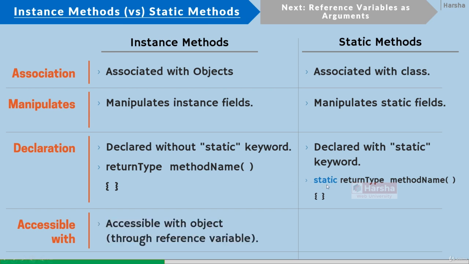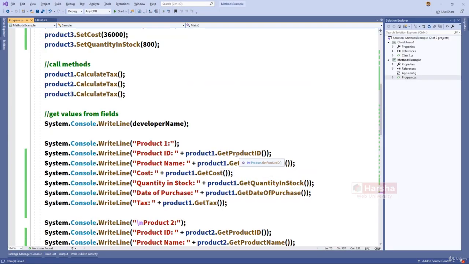Instance methods are accessible through an object only. So you must create an object in order to access the instance method. Practically, you will store the object reference in a reference variable, right? So practically, through the reference variable only, instance methods can be called. For example, the instance methods called getProductID, getProductName, etc. are being called based on the reference variable that stores the reference of the object.